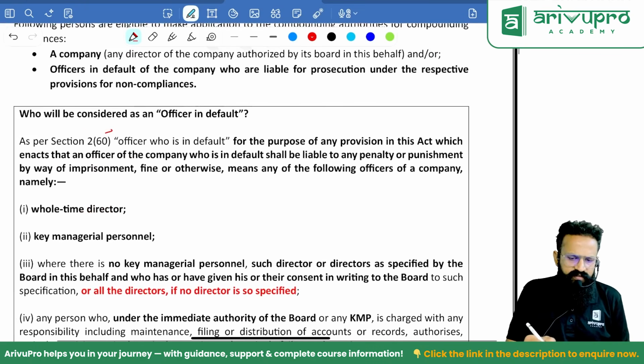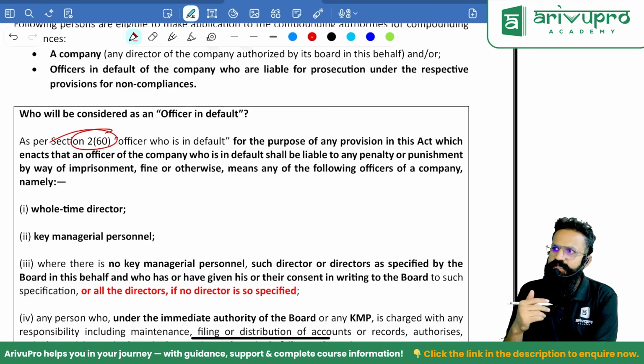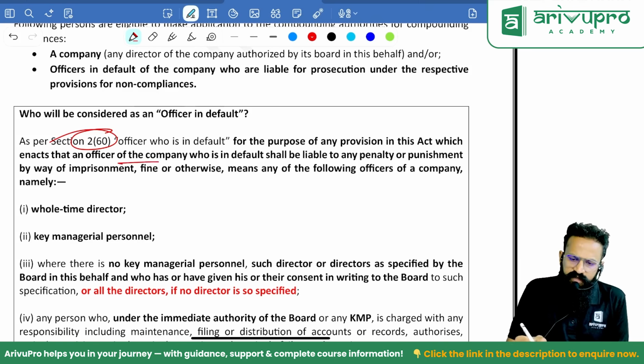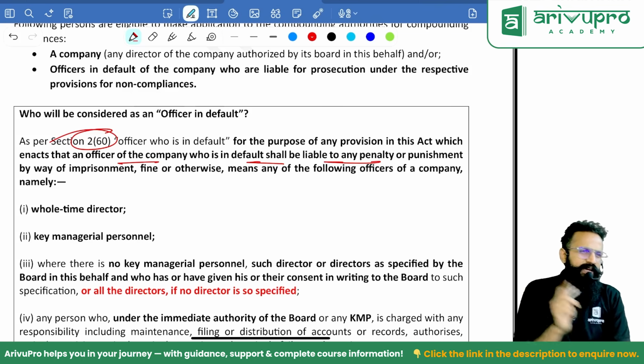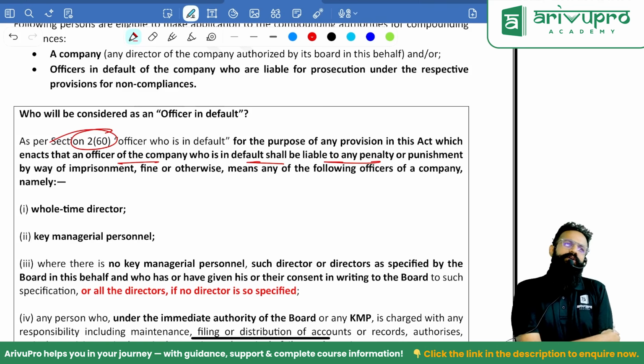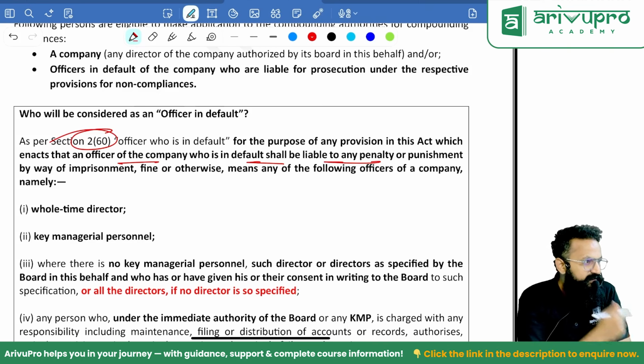Officer in default, Section 2, clause 60, defines officer in default as, for the purpose of any provision, that officer of the company who is in default shall be liable to any penalty, imprisonment, everything. Who will pay that? I hope you are understanding what I'm talking about. In every place it is written that the company will be liable for 2 lakh, the officer will be liable for 50,000. Who is that officer? Only the director?